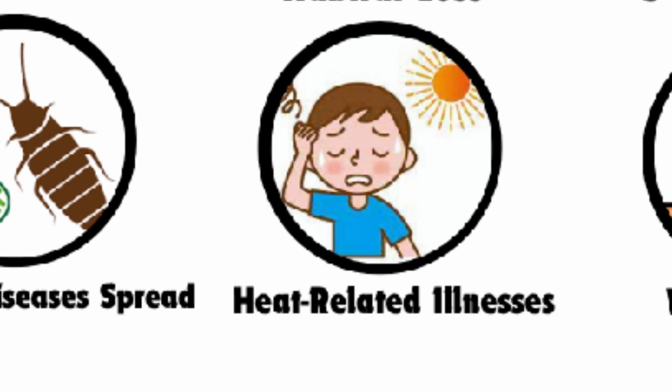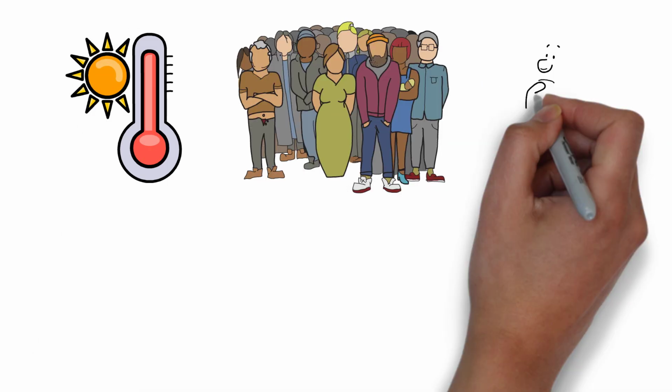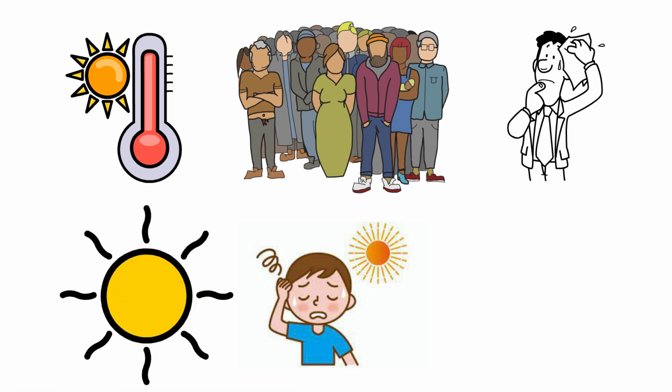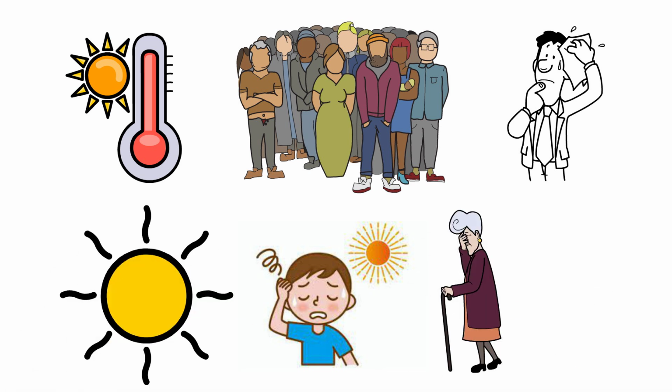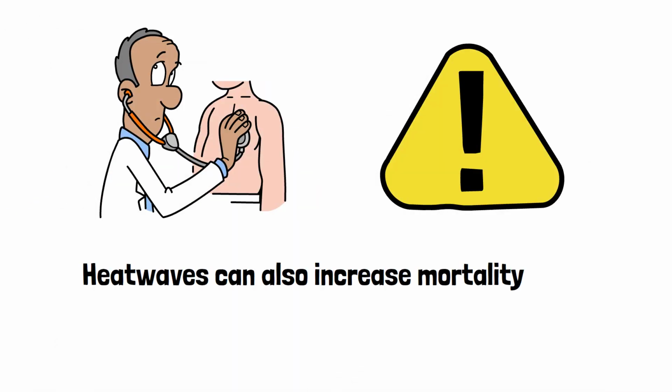10. Heat-related illnesses. As temperatures rise, people are more likely to suffer from heat-related illnesses such as heat exhaustion and heat stroke. Vulnerable populations, including the elderly, children, and those with pre-existing health conditions, are at higher risk. Heat waves can also increase mortality rates.